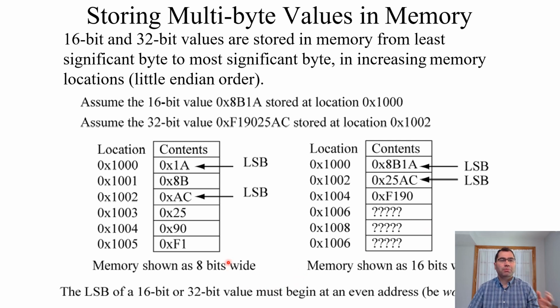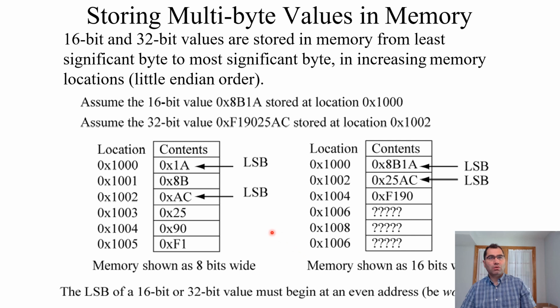The least significant byte of a 16-bit or 32-bit value must begin at an even address. This is always true. So if you want to make it word aligned, the least significant byte of a 16-bit or 32-bit value should start at an even address. Just keep that in mind.